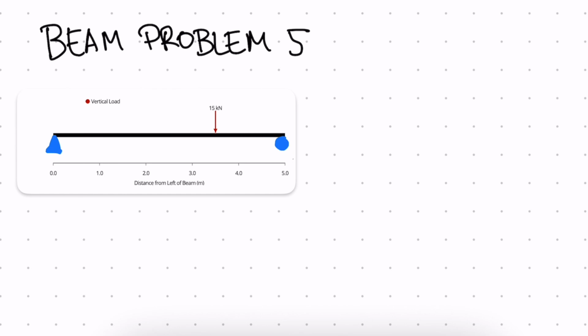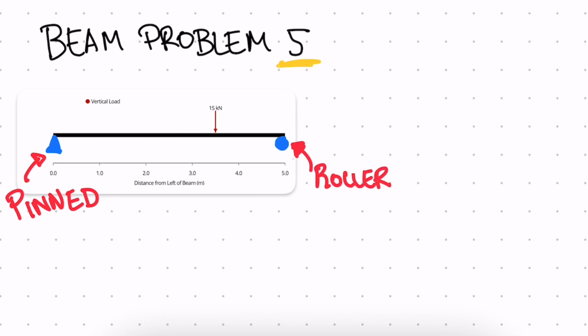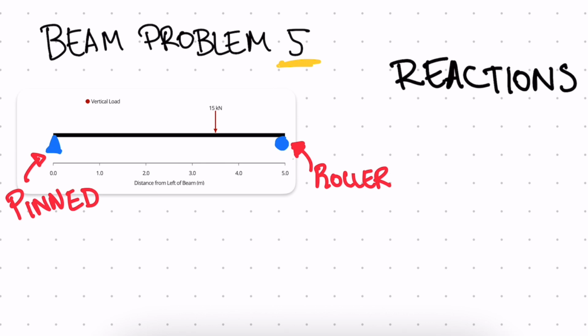Right, so welcome to the fifth beam problem. We have a beam that's pin supported on one end, and on the other end, we have a roller support. What we're going to do is first find the reactions, then we can draw our shear force diagram and bending moment diagram.